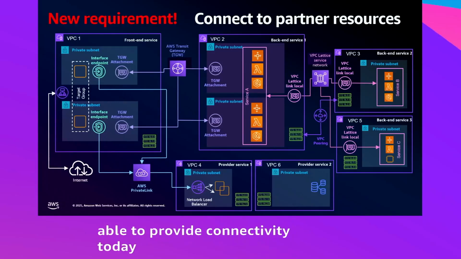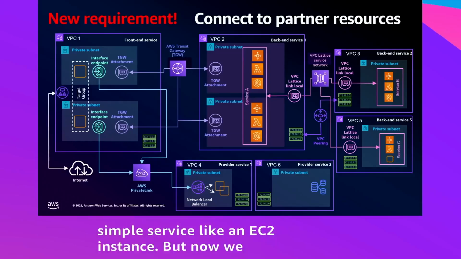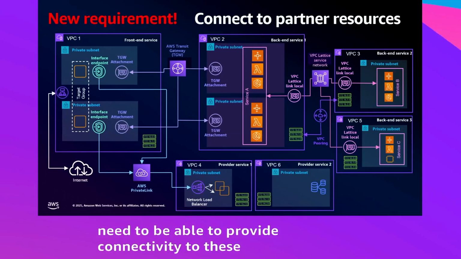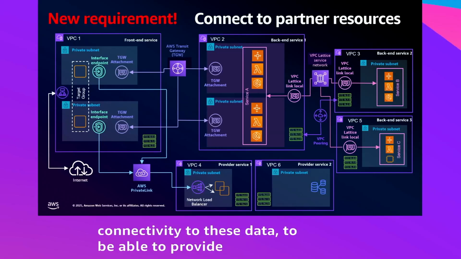So we go back, we look at our architectural diagram and go, what do we actually need to provide connectivity today? Previously it was a simple service like an EC2 instance, but now we actually want access to a database because the data architecture is evolving. We need to be able to provide connectivity to these databases. But these databases change. They have different types of flexibility. You need to be able to scale them up, scale them down, and how do you provide connectivity in a reliable manner? And that's where AWS's new capability of cross VPC resource access comes in.